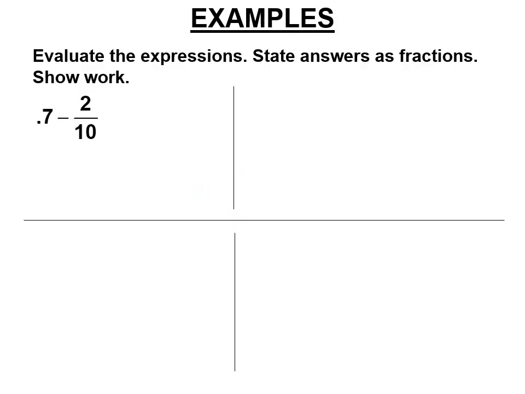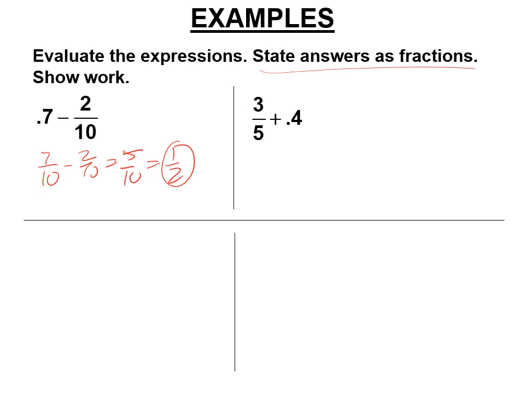All right, so it says state answers as fractions. So because it says state answers as fractions here, we're going to do the decimal on a different page. Then it makes sense to convert everything to fractions. So 0.7 is 7/10, minus 2/10 is 5/10. You never leave 5/10. You simplify it to 1/2. Okay?